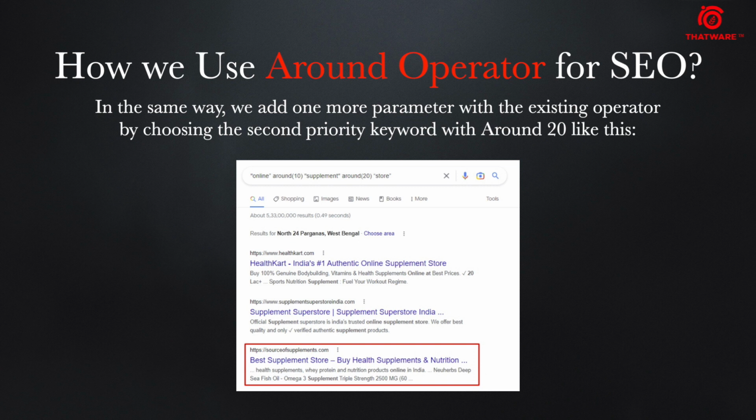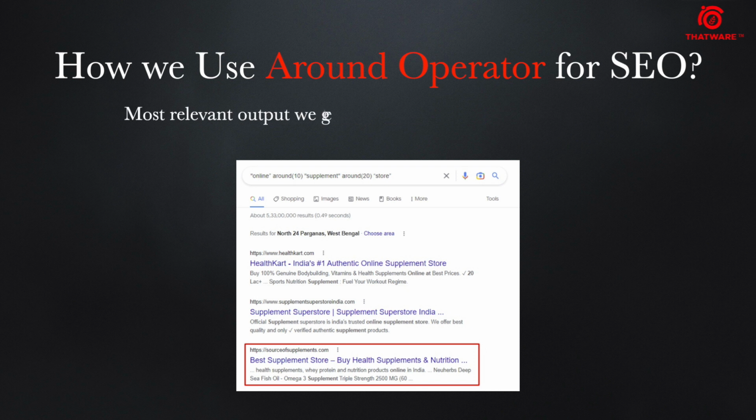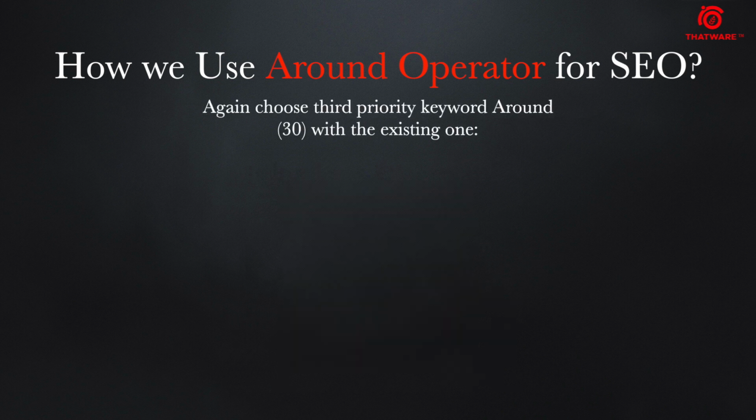In the same way, if we add one more parameter to the existing operator, choosing the second priority keyword, around 20, like this: online around 10 supplement around 20 store, the relevant output we'll get is sourceofsupplement.com. And there is also another example with around 30.